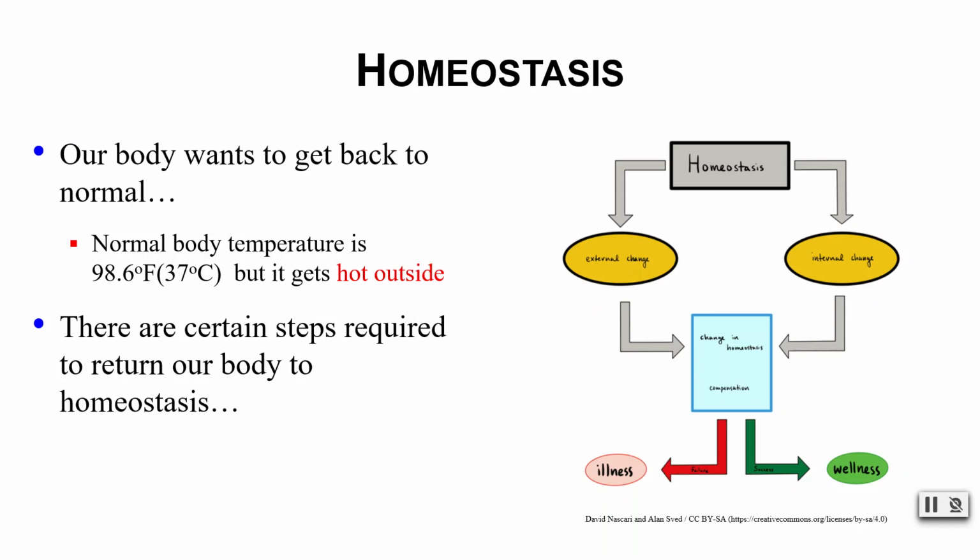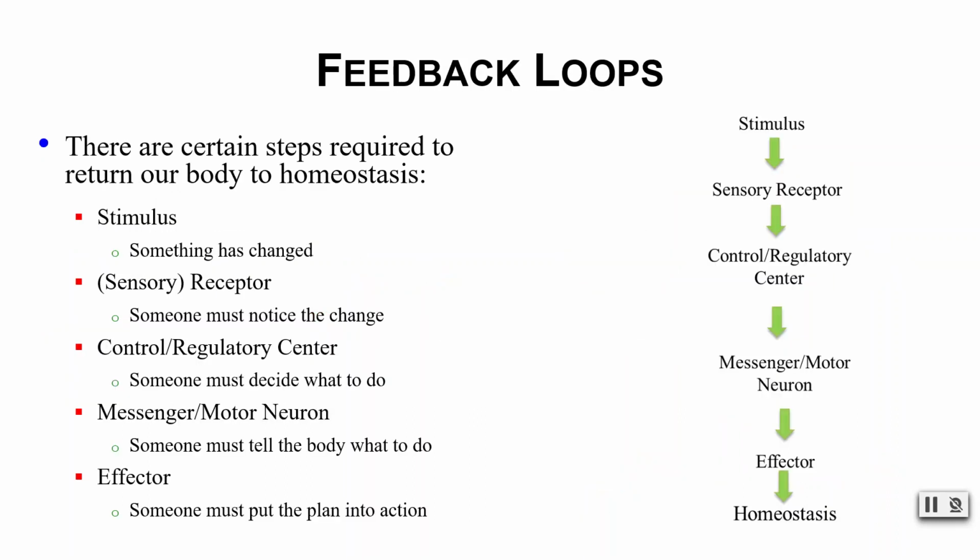Our body temperature is going to rise. So there are certain steps that are required to return our body to homeostasis. We're going to have a stimulus. Something's going to change, be it in our internal or our external environment. Something's going to be different. Somebody's going to notice that change. We're going to have a receptor, a sensory receptor.